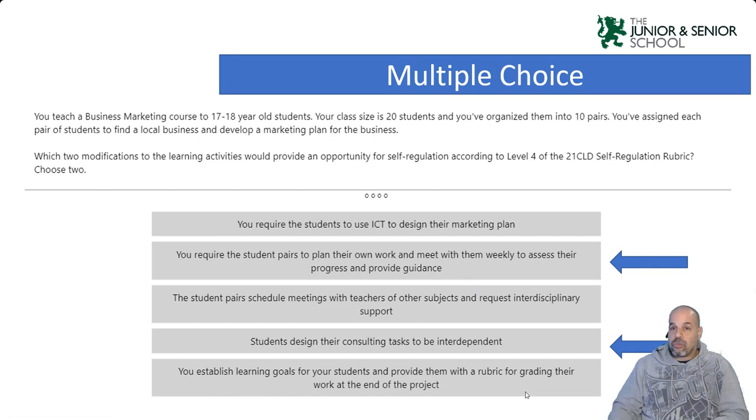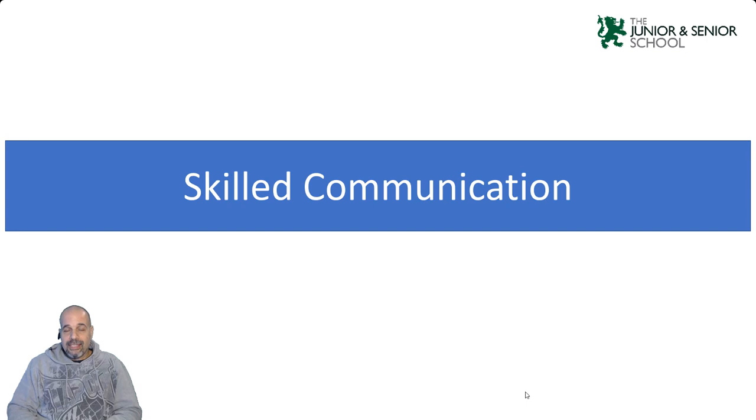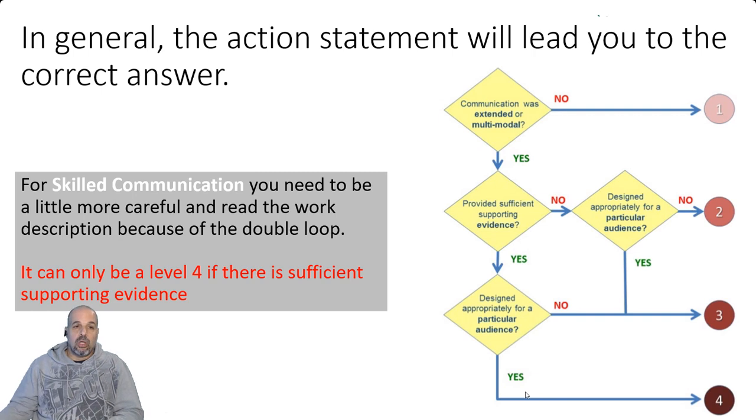Okay, let's go to the next. Now, skilled communication. This is probably the hardest rubric to learn. It is the only rubric which has got this double loop. So you've got this double loop, and you have to be a little bit careful. Whenever you've got a question with skilled communication, it's important that you actually read the question carefully.